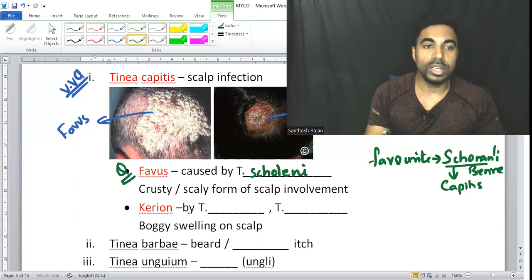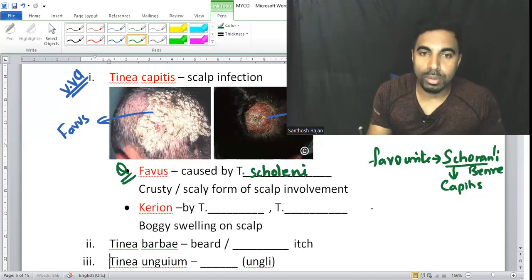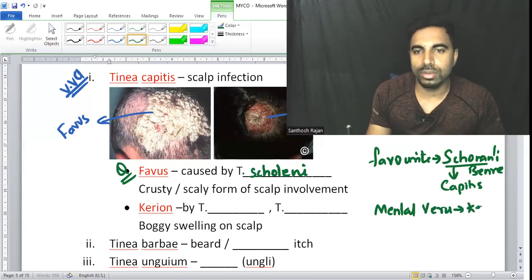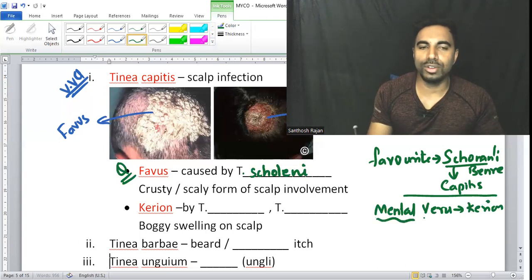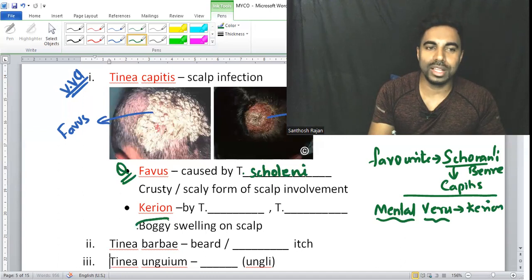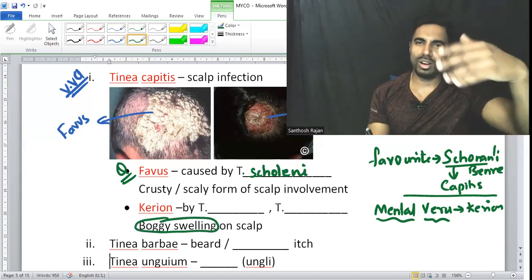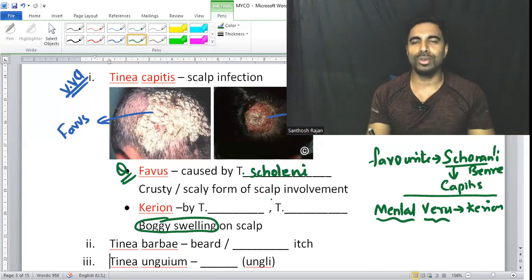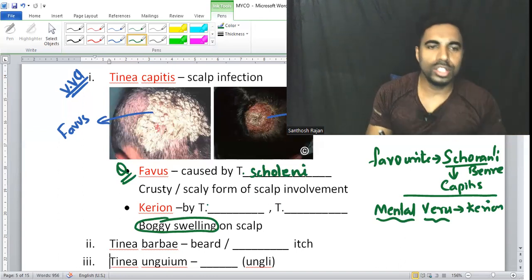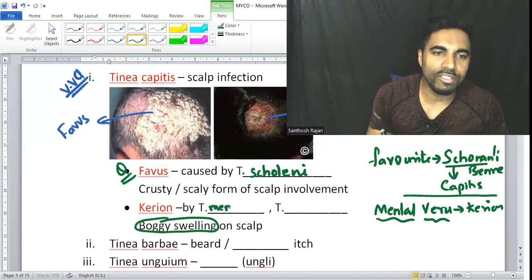This is the question. What about kerion? How to remember kerion? You know, our mental Viru, he got kerion. Poor thing, he got kerion. So sad, mental Viru. Okay, I think you already got it. So this boggy swelling, whose is it? Viru, any Viru. You take Virendra Sehwag or Virat Kohli, whoever you want. Any mental Viru got kerion. So it is caused by Trichophyton mentagrophytes.